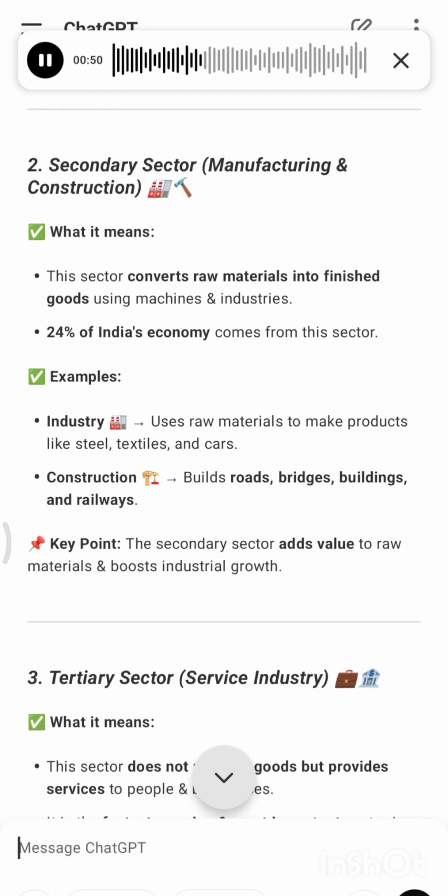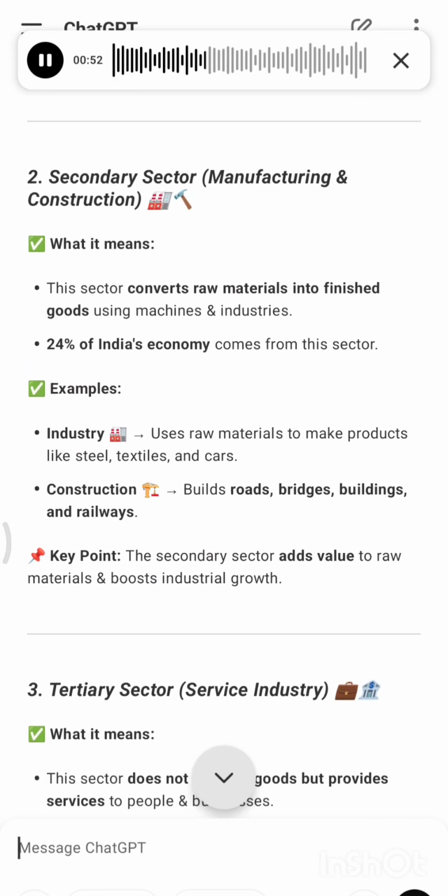2. Secondary sector, manufacturing and construction. What it means, this sector converts raw materials into finished goods using machines and industries. 24% of India's economy comes from this sector. Examples, industry: uses raw materials to make products like steel, textiles, and cars. Construction: builds roads, bridges, buildings, and railways. Key point, the secondary sector adds value to raw materials and boosts industrial growth.